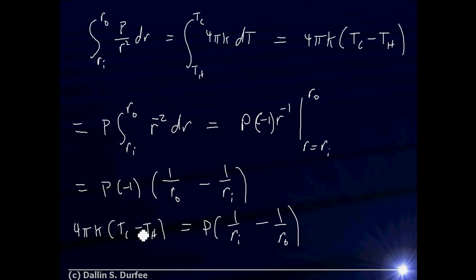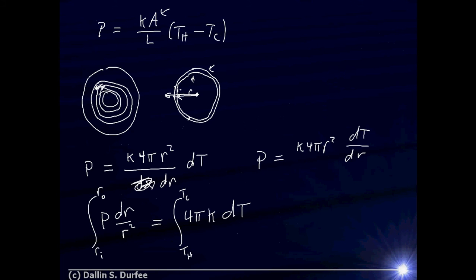First of all, T cold is going to be less than T hot, so this side is going to be negative. We wanted our power to be positive. If I look at this, r inner is smaller than r outer, so 1 over r inner is going to be bigger. So it looks like I made a mistake. It looks like I really needed a minus sign up here.